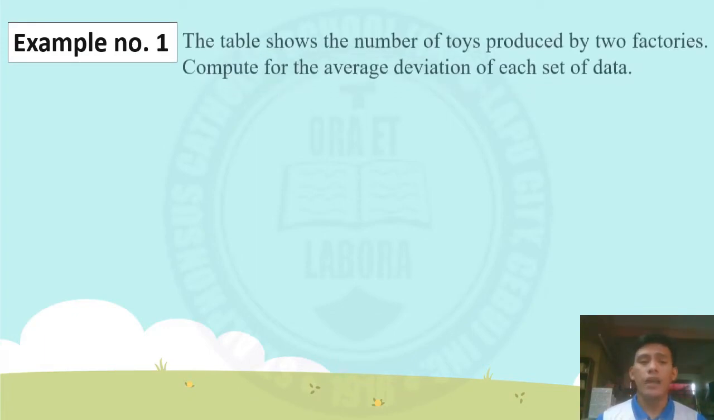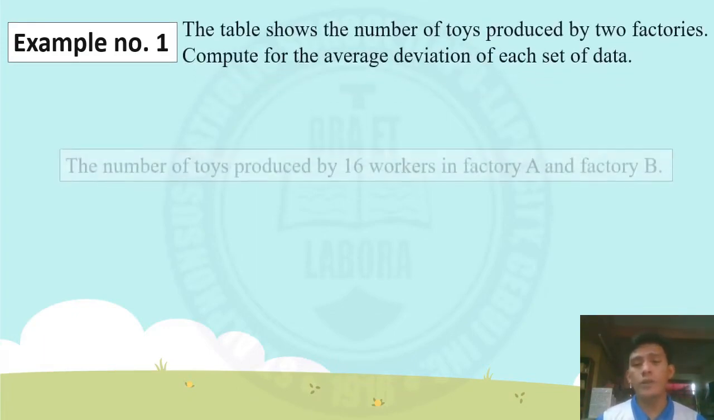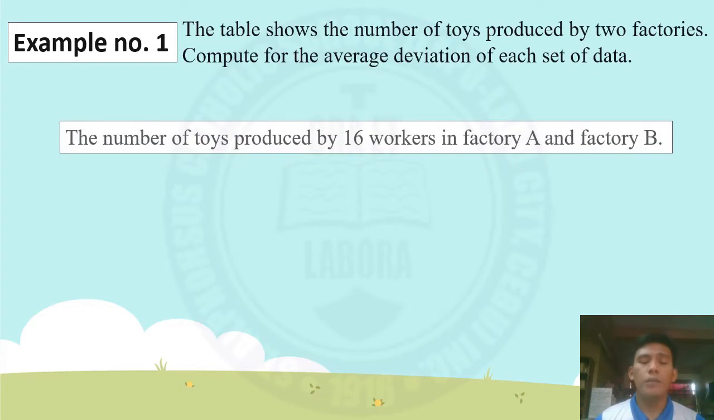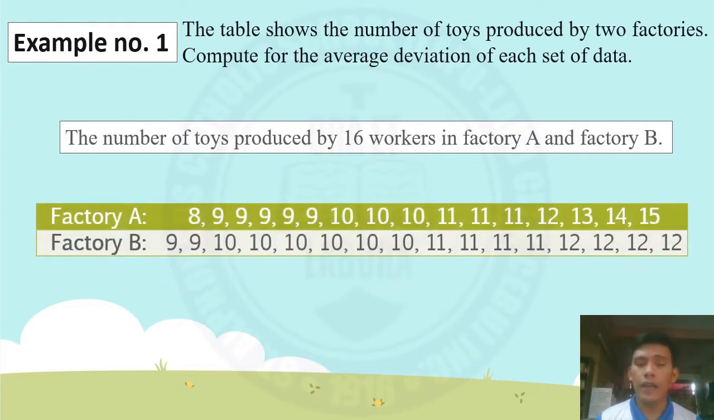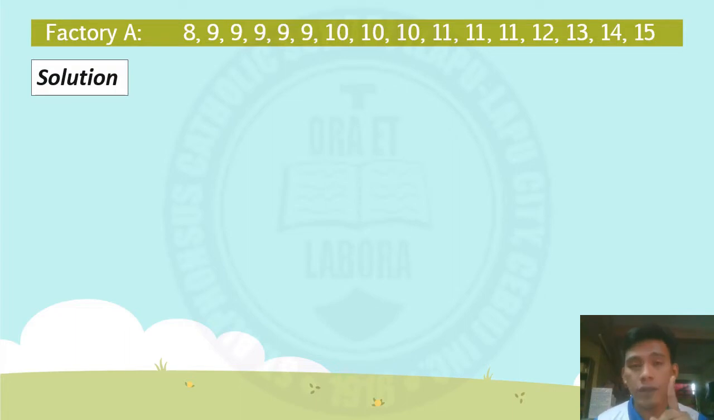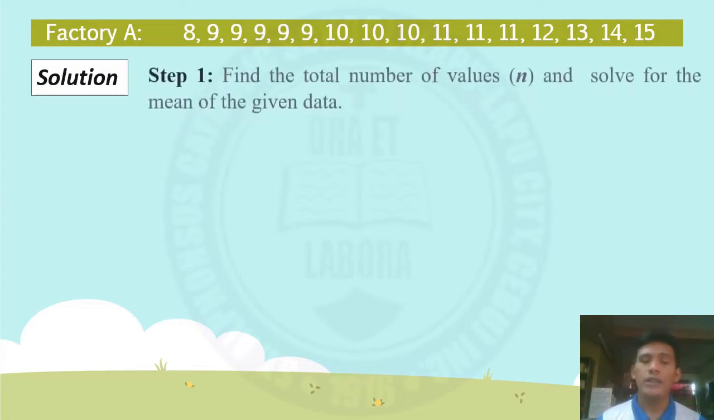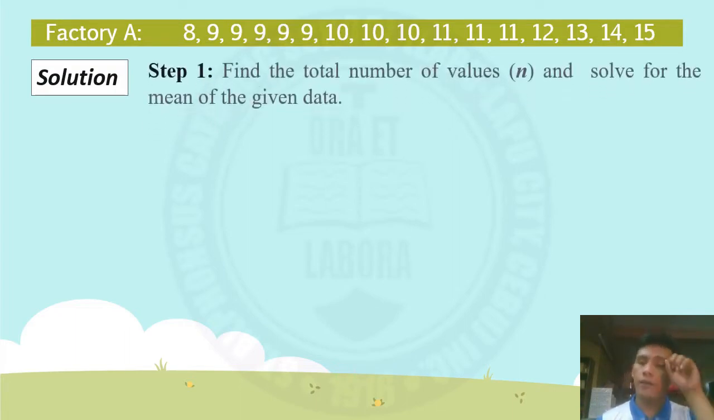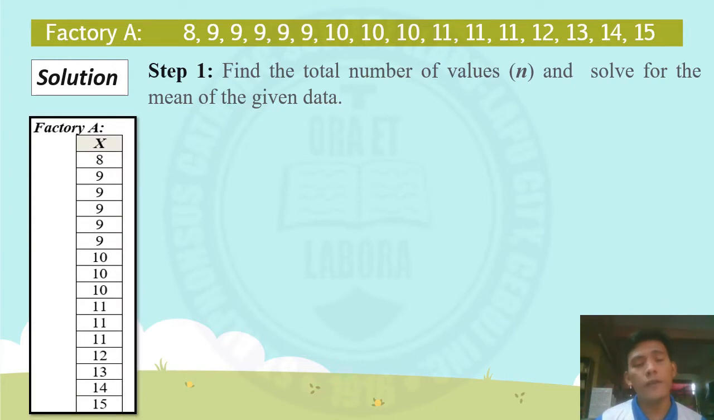Example number 1. The table shows the number of toys produced by the two factories. Compute for the average deviation of each data. Okay, same data, factory A, factory B. For factory A, first thing we need to do is solve factory A. Step 1. Find the total number of values, n, and solve for the mean of the given data. This will be the given for factory A. We need to find the mean of this data.